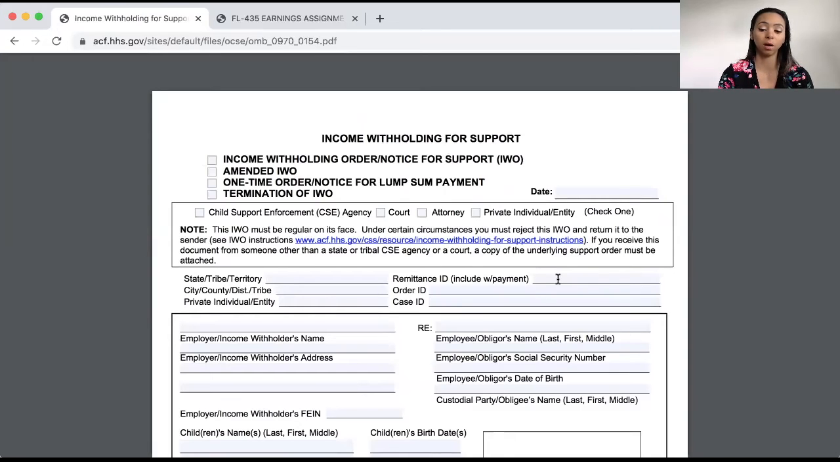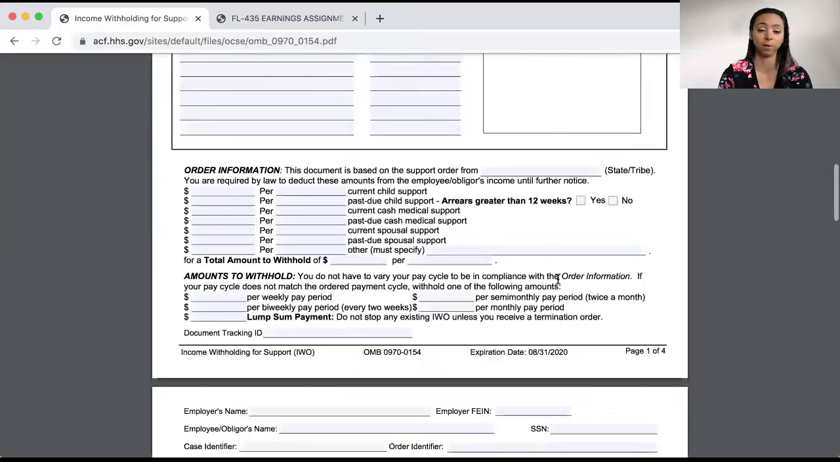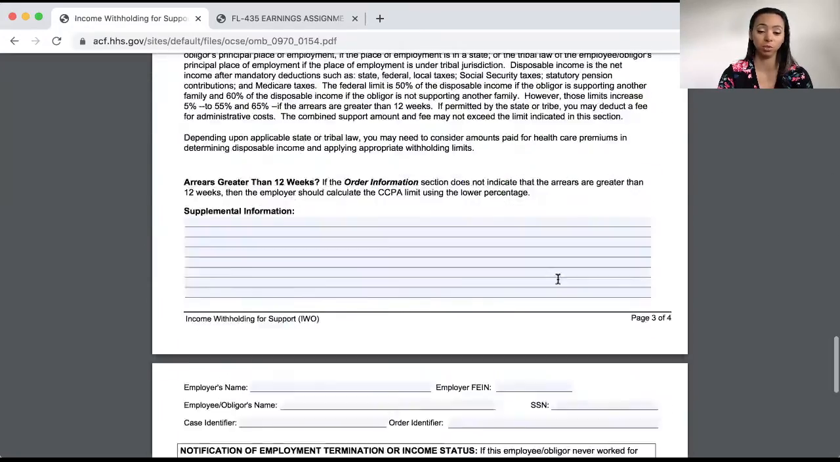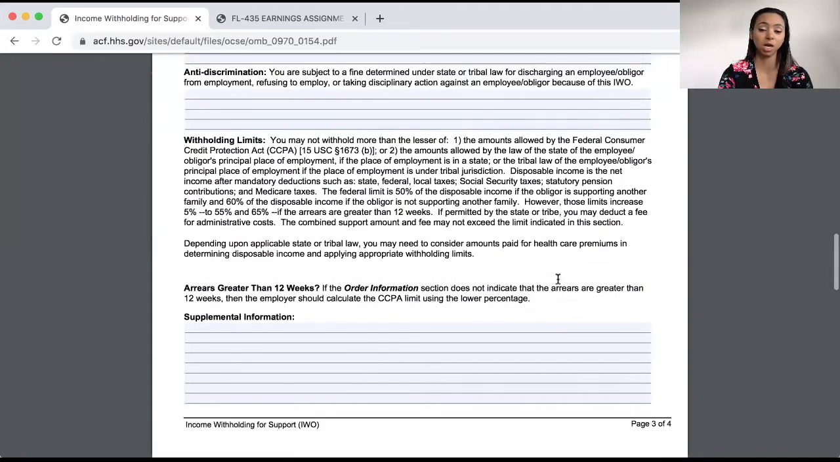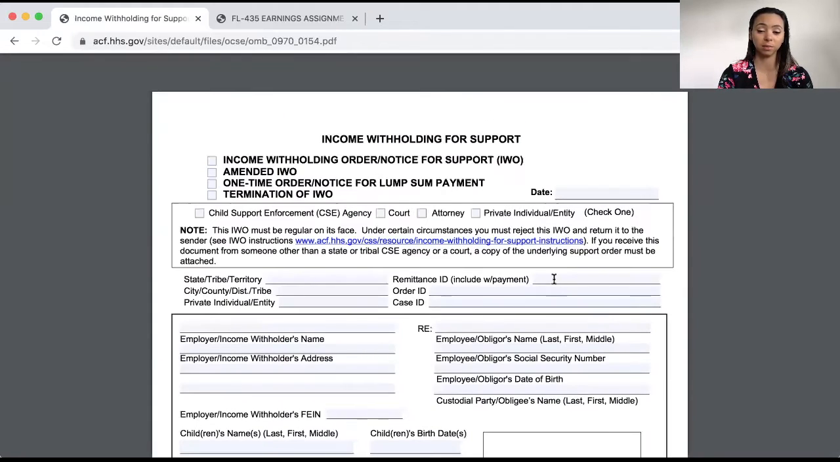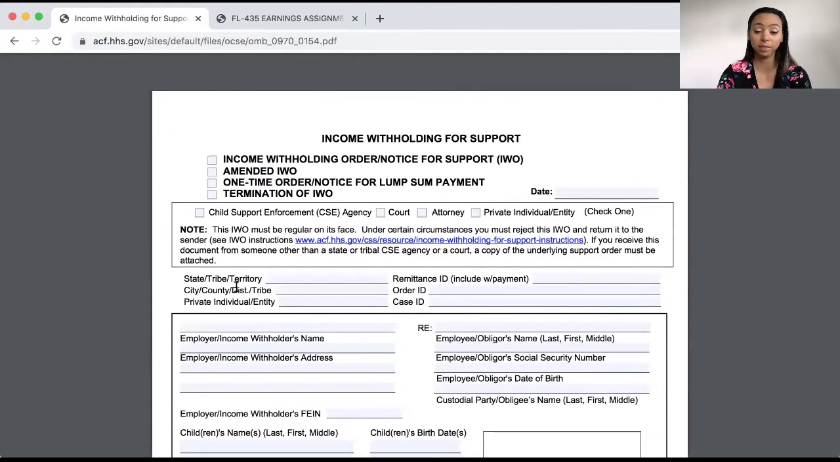So if you have orders for child and spouse support, then this is the form that you would need to use. And you would just follow the instructions to ensure that this is completed correctly. And again, the judge does need to sign off on this before you submit it to the employer.